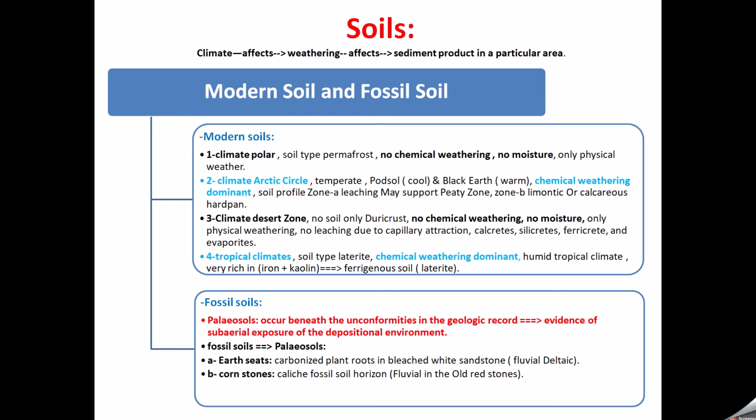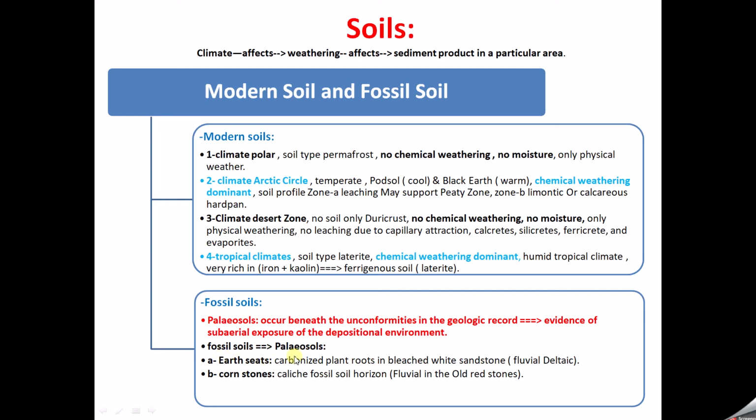So this is about the modern soils. The fossil soils, we call them paleosols, occur beneath the unconformities in the geological record. So soils are evidence of subaerial exposure of the depositional environment. That's why we study soils, because they tell us about the unconformities, and the unconformities are very important surfaces. They tell us the rocks below the unconformity are older, and the rocks above the unconformity are younger. Also, unconformities are very important in the oil industry because they can work as conduits to transfer oil and gas, or they can work as seals to stop the seeps of oil and gas, petroleum products.